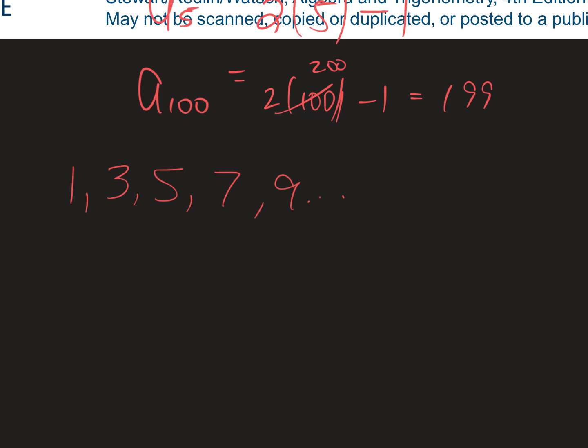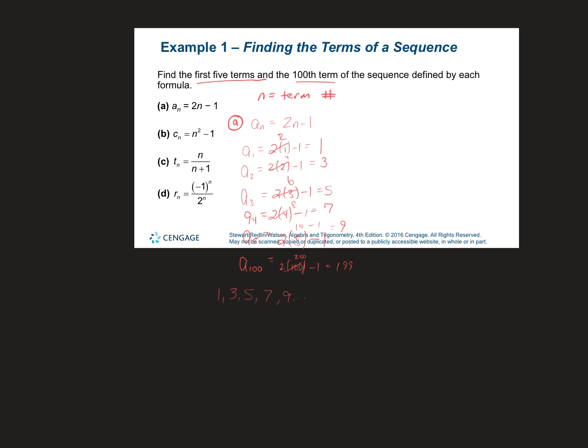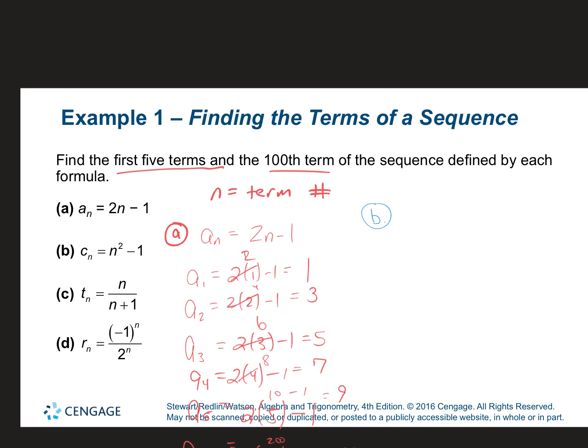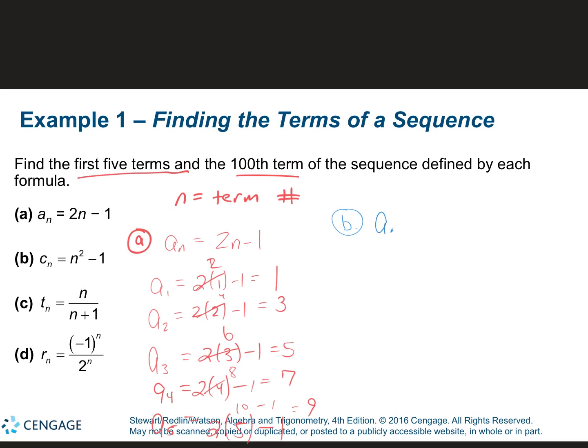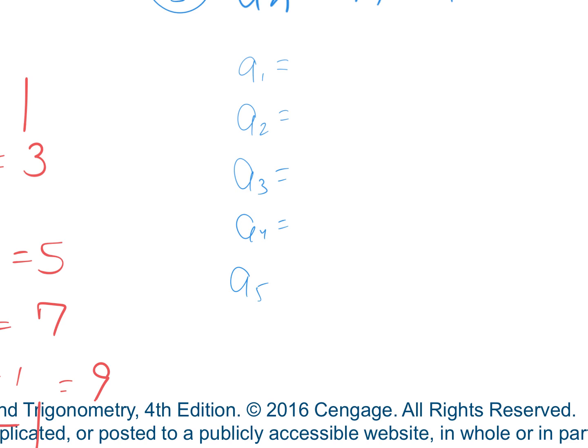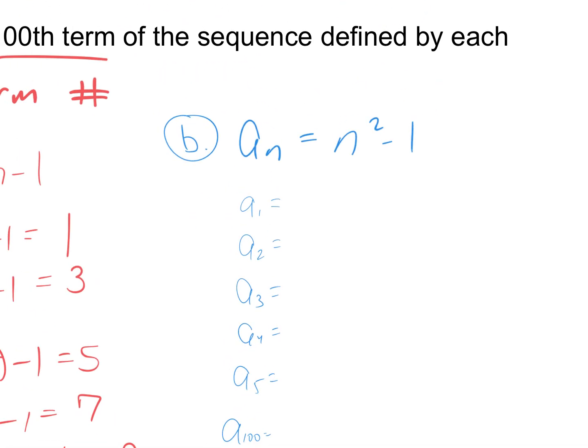Does that make sense? So for number 2, or letter B, okay? Each one is a little different here. Letter B. I have, you can always use A if you want to. A sub n equals n squared minus 1. So again, we're going to find the first 5 terms. And the 100th. So I have n squared minus 1. So I have 1 squared minus 1. Well, 1 squared is 1, and 1 minus 1 is 0.